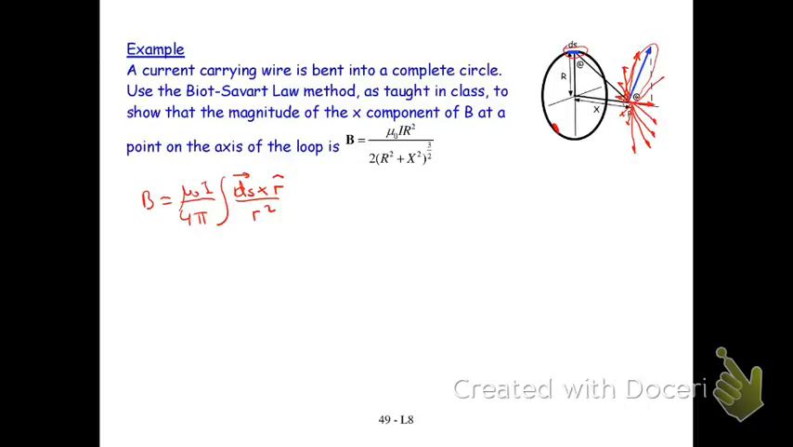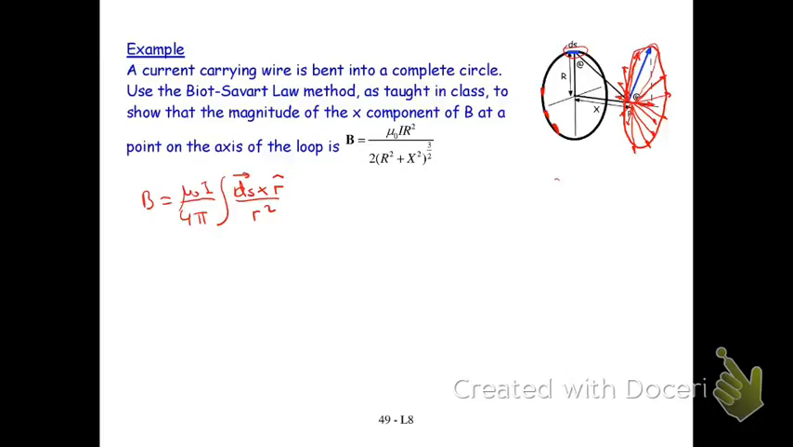So over here, that little ds is causing that vector, and that little ds is causing that vector, and that little ds would cause that vector. So we get this cone of little answers. In potential, there was just an answer because they were all scalars, but now they're vectors, so I've got to take these into account vectorially. It says a current carrying wire is bent into a complete circle. Use Biot-Savart's law method as taught in class to show that the magnitude of the x component.